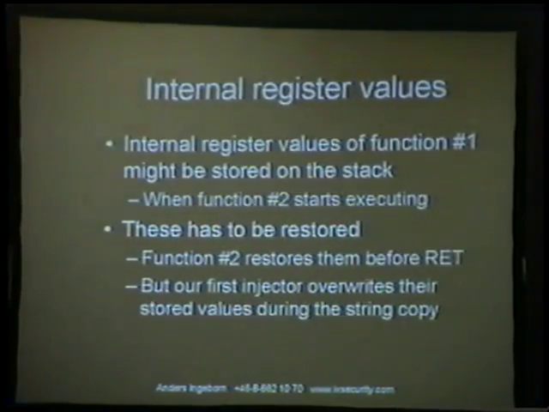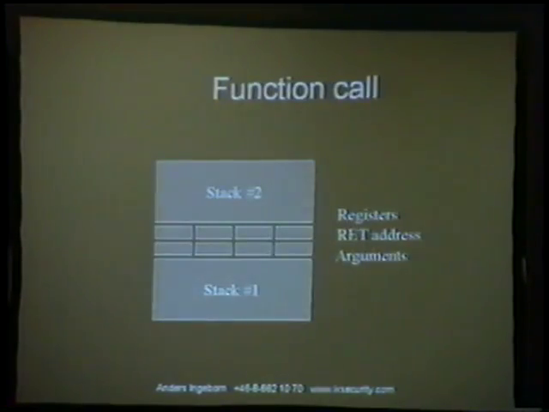Because normally when function 1 calls function 2 and function 2 starts to execute, it saves the value of some internal registers which function 2 is going to use. And then in a normal situation, when function 2 is about to finish, it will restore these values of these internal registers. But when the attacker gains control, thanks to the overwrite, he overwrites all of the internal register stored values, and of course the return address.